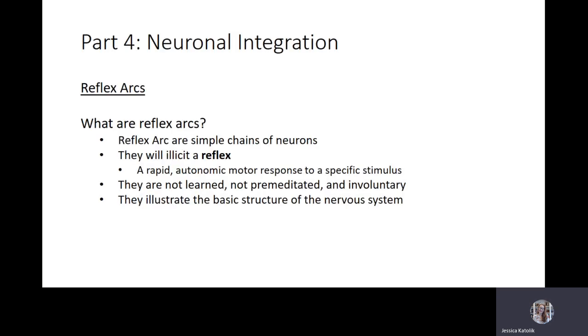So what is a reflex arc? A reflex arc is going to be a simple chain of neurons. It usually consists of a sensory neuron, an interneuron, and a motor neuron that are connected in a single file. So it's a very simple neural circuit. And this reflex arc can actually elicit a reflex. So what is a reflex? A reflex is a rapid autonomic motor response to a specific stimulus.